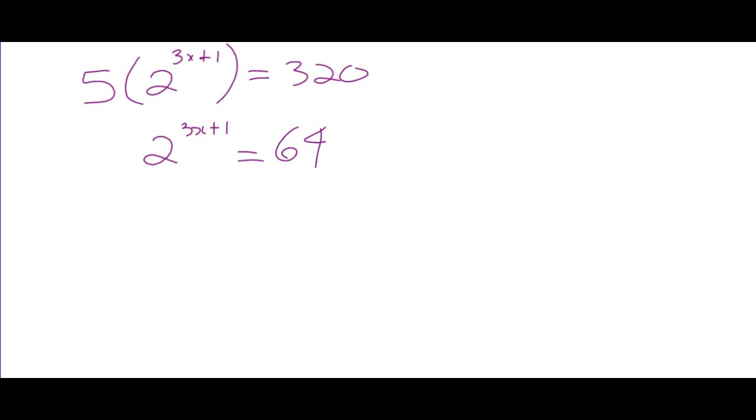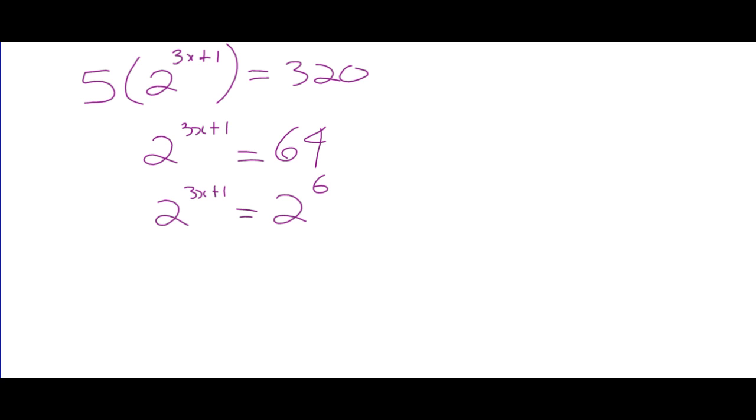Okay? 64 we know is a power of 2. I know it's 2 to the 6th. You should be able to come up with it's 2 to the 6th. So we go 2 to the 3x plus 1 is equal to 2 to the 6th. If you're doing it yourself and you're not really sure, you have an idea that maybe it's 5, maybe it's 6, maybe it's 7. Just try it. 2 to the 5th, 32. All right, so then it's 2 to the 6th, right?